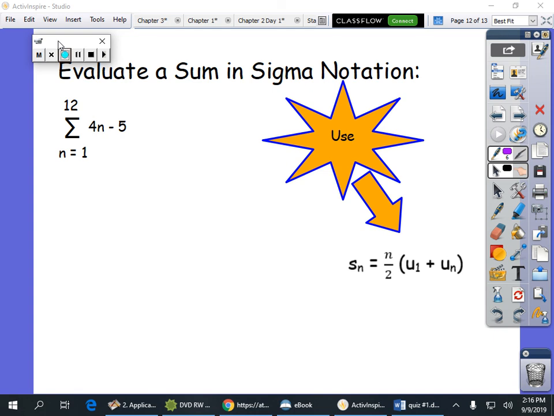How many terms does it want? 12 terms. Right? It wants the first through the 12th term, right? Okay? What's the first term? Oh, no. What's the first term? Nope. What's the value of the first term?